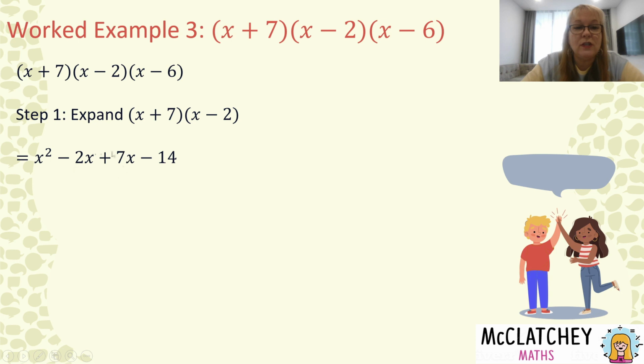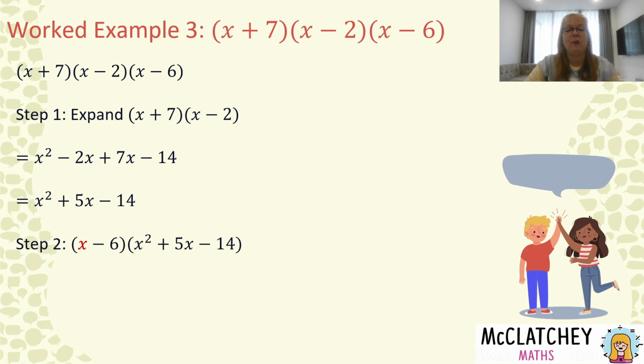Then I've got some like terms in the middle to collect. Remember, negative 2 plus 7 will make positive 5x. Okay, so that's my first set of double brackets expanded. Okay, now we're going to be multiplying this one by our third term. So we're going to be doing negatives by negatives, positives by negatives. You're going to have to be really careful with those signs there.